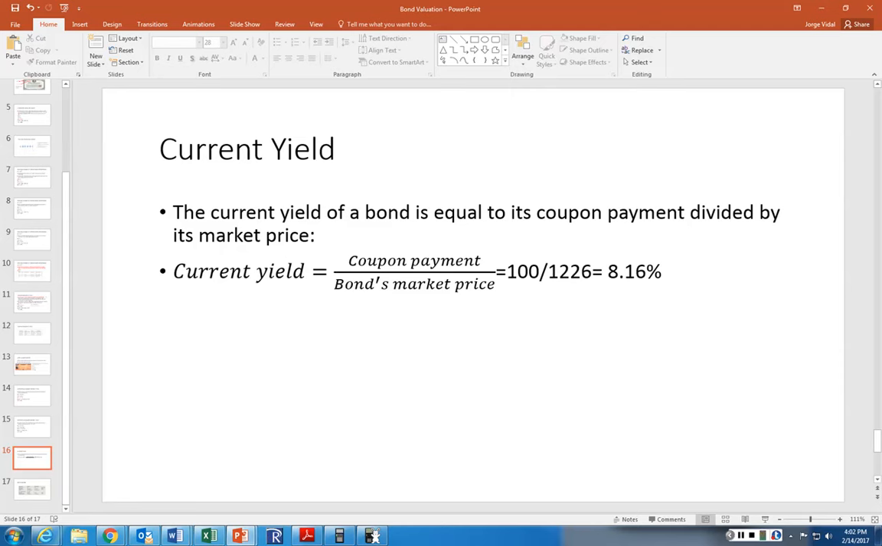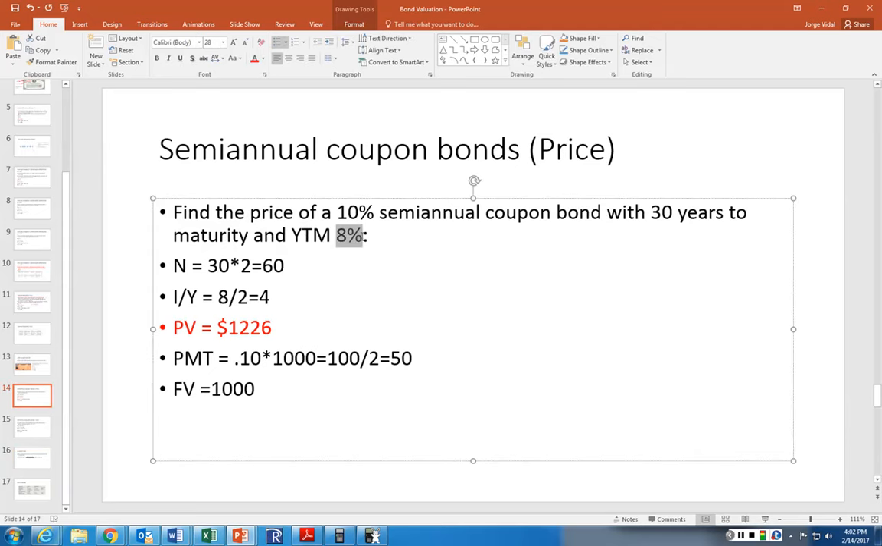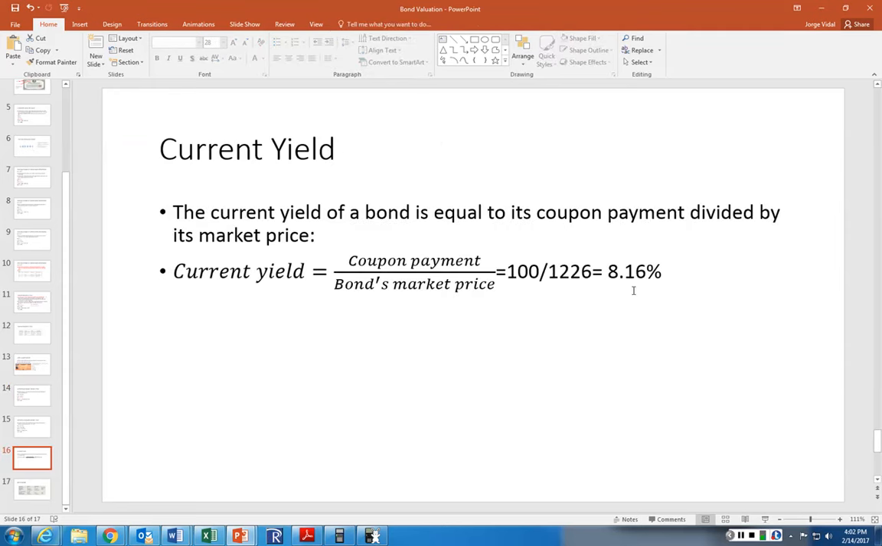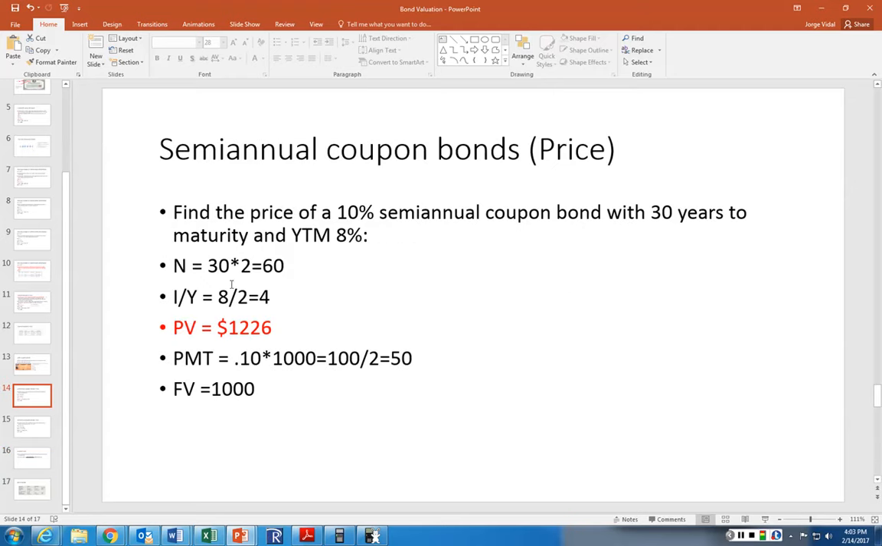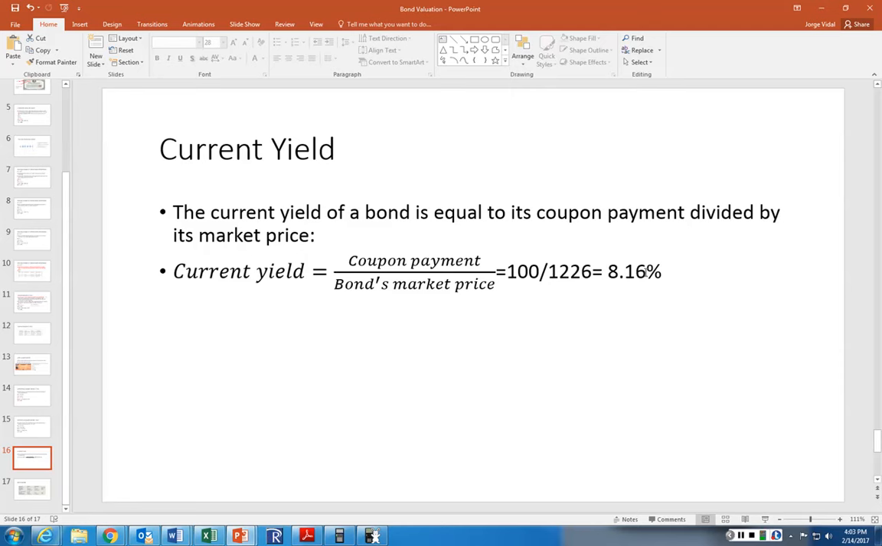Now sometimes it may be equal to the YTM. Most of the time it isn't, just because prices fluctuate on a daily basis. But for this bond, the YTM is 8%, the yield to maturity, and the current yield is 8.16%. It's another number that is good to know when you're investing in bonds. If I pay 1,226, what is my annual yield based on this price? So you don't have to assume that you're holding this until maturity. The YTM assumes you hold it for, in this case, 30 years. Here you're just finding, if I pay this number and I receive this coupon payment, what is my current yield?